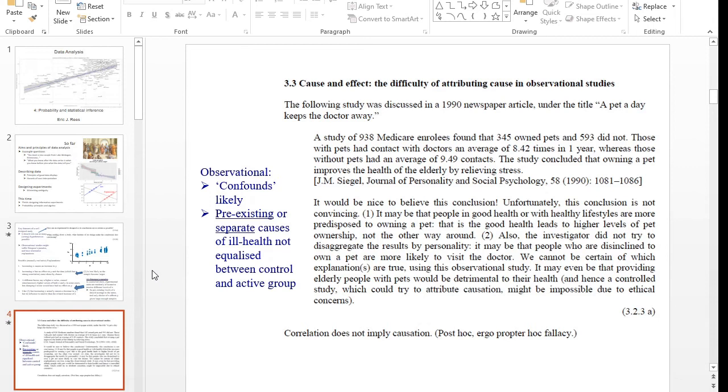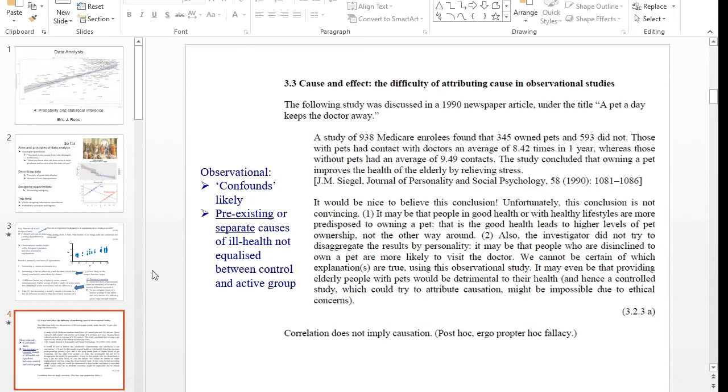The study concluded that owning a pet improves the health of the elderly by relieving stress. That was the conclusion of the study. It would be lovely to believe this conclusion. It's almost certainly wrong. Certainly the conclusion is not convincing.